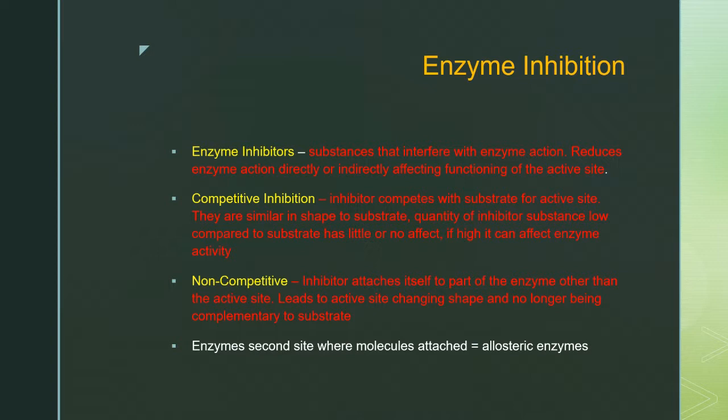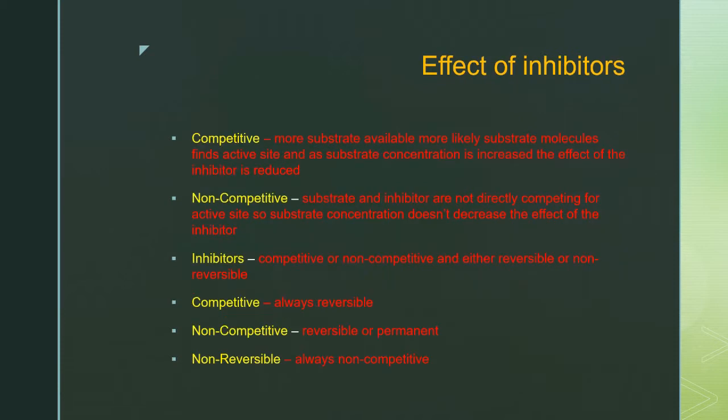Non-competitive inhibition, however, is whenever the inhibitor attaches itself to a part of the enzyme other than the active site. And this will lead to the active site changing shape, and it will no longer be complementary to the substrate. Enzymes that have a second site where molecules will be attached are called allosteric enzymes.